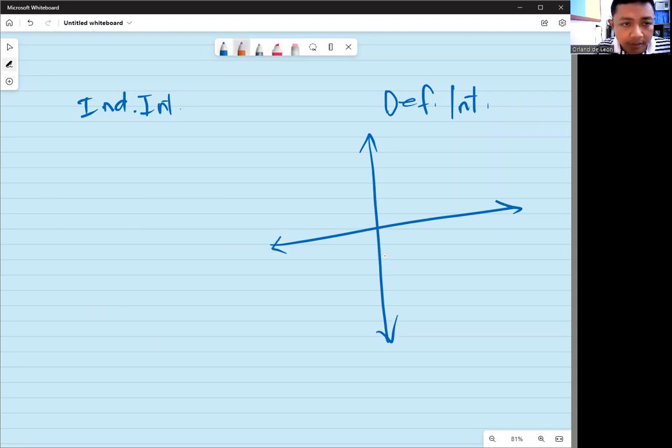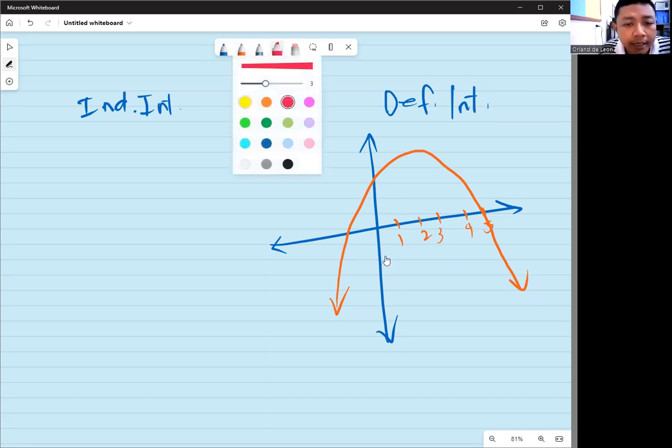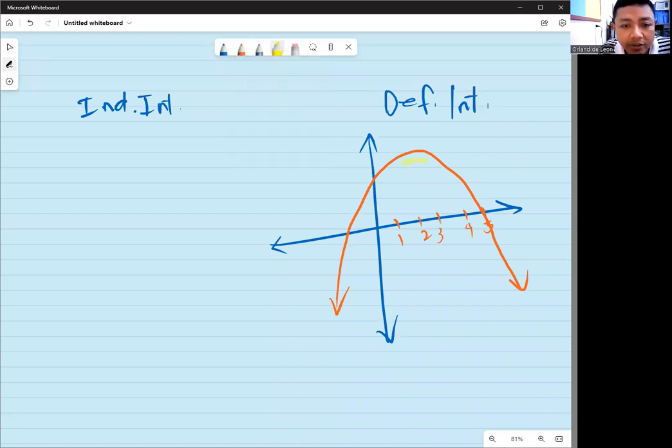And assuming that this is our curve, it's a parabola. And then we have our A and B. For example, this is 1, 2, 3, 4, 5. If we look at this, the whole area bounded by the x-axis and the curve is actually all of this. This is the area bounded by the curve and the x-axis.